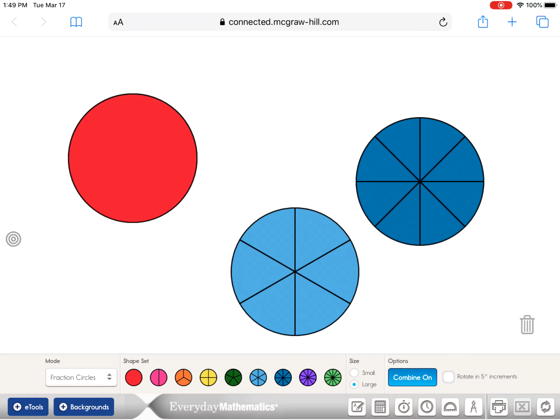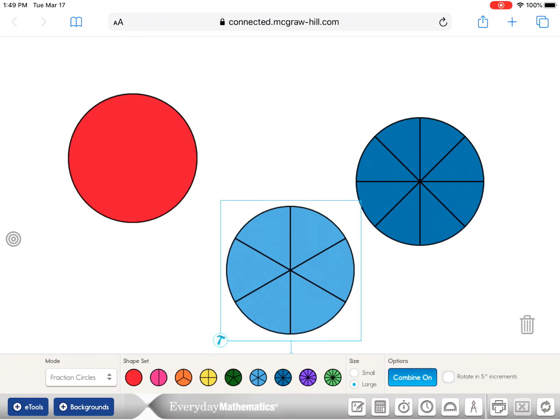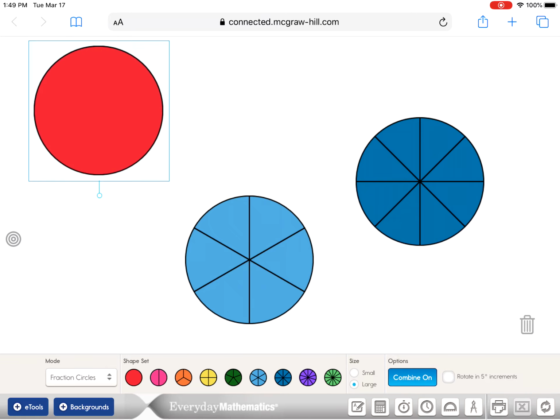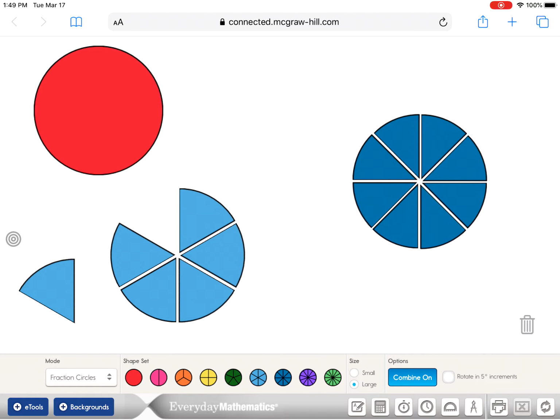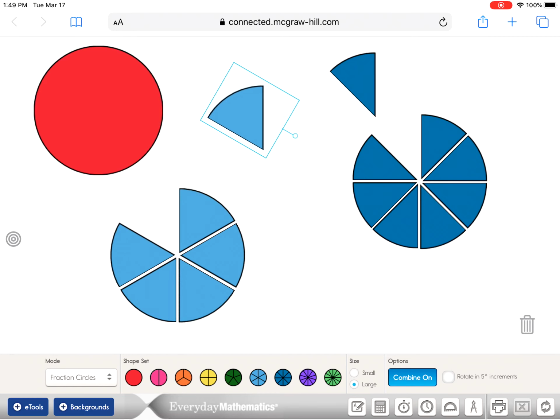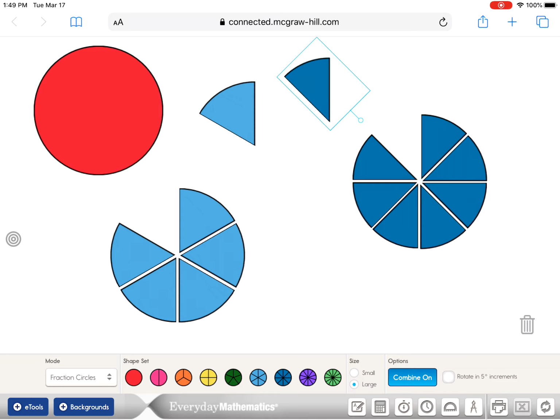Okay, let's figure it out. So Lucas divides his quesadilla, which starts as this size, the red, into 6 equal pieces. I'm going to break this up. He eats 5 of the 6, and so he has that piece left over. Mara, on the other hand, breaks her quesadilla into 8 equal pieces, and she eats 7/8 of hers. So she has 1, 2, 3, 4, 5, 6, 7, and she has 1 piece left over. So they both have 1 piece left over, but who has the bigger piece?